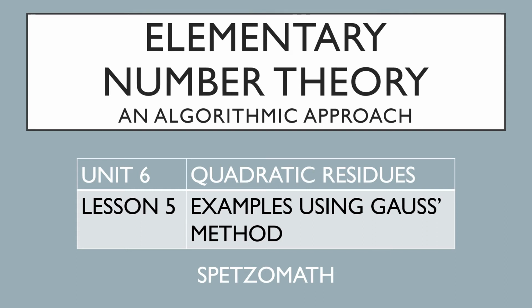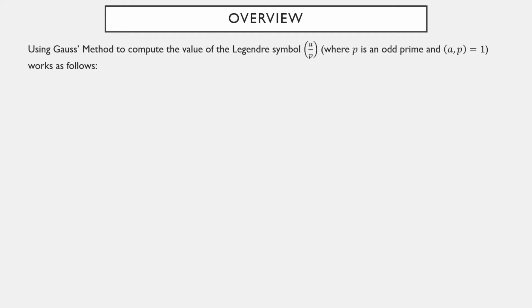In the previous video, we proved that Gauss's method works as a method for computing the value of Legendre symbols, and in this video, we will actually work through a bunch of examples of doing it. So let's just do a brief overview of how Gauss's method works. We're going to compute values of Legendre symbols a over p. P is an odd prime, and a is relatively prime to p.